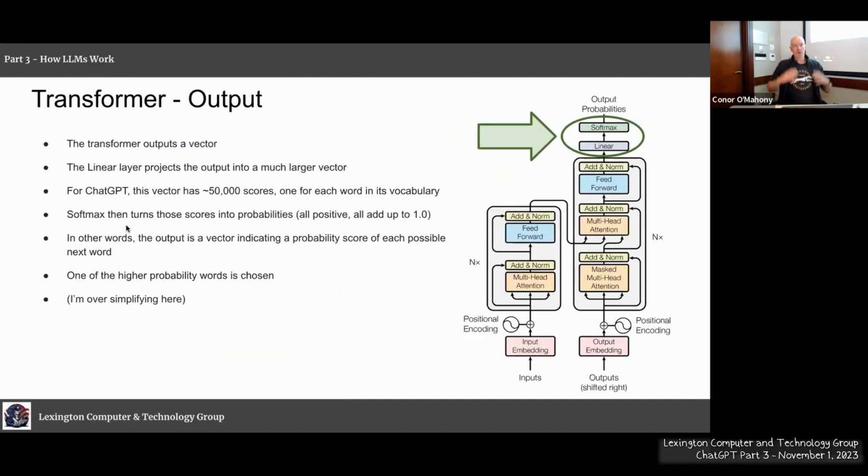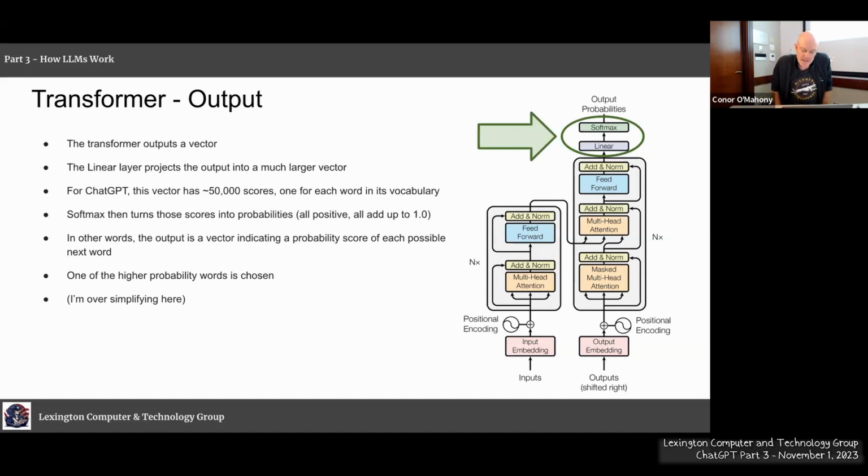Okay, so we've talked about getting information in now. We haven't talked about anything about what happens to it. Let's talk about the information that comes out, and then we'll deal with what happens in the middle. So this architecture outputs a vector. You might imagine that, given we're dealing in vectors here.